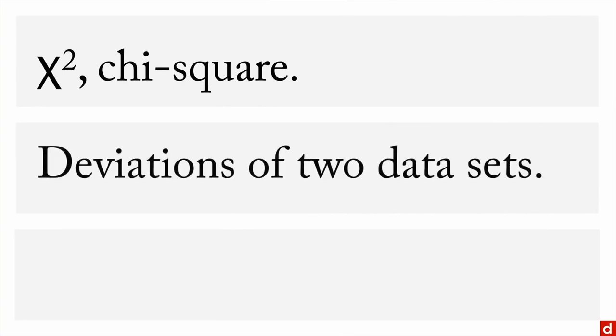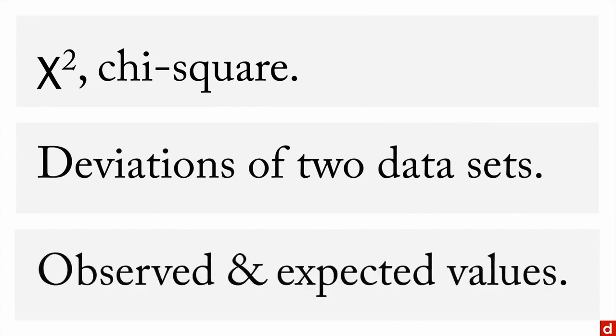And then there's chi squared again. It's actually a lowercase Greek C, looks like an X. And chi square is used for examining the deviations between two data sets, specifically between the observed data set and the expected values, or a model you create, we expect this many frequencies in each category.